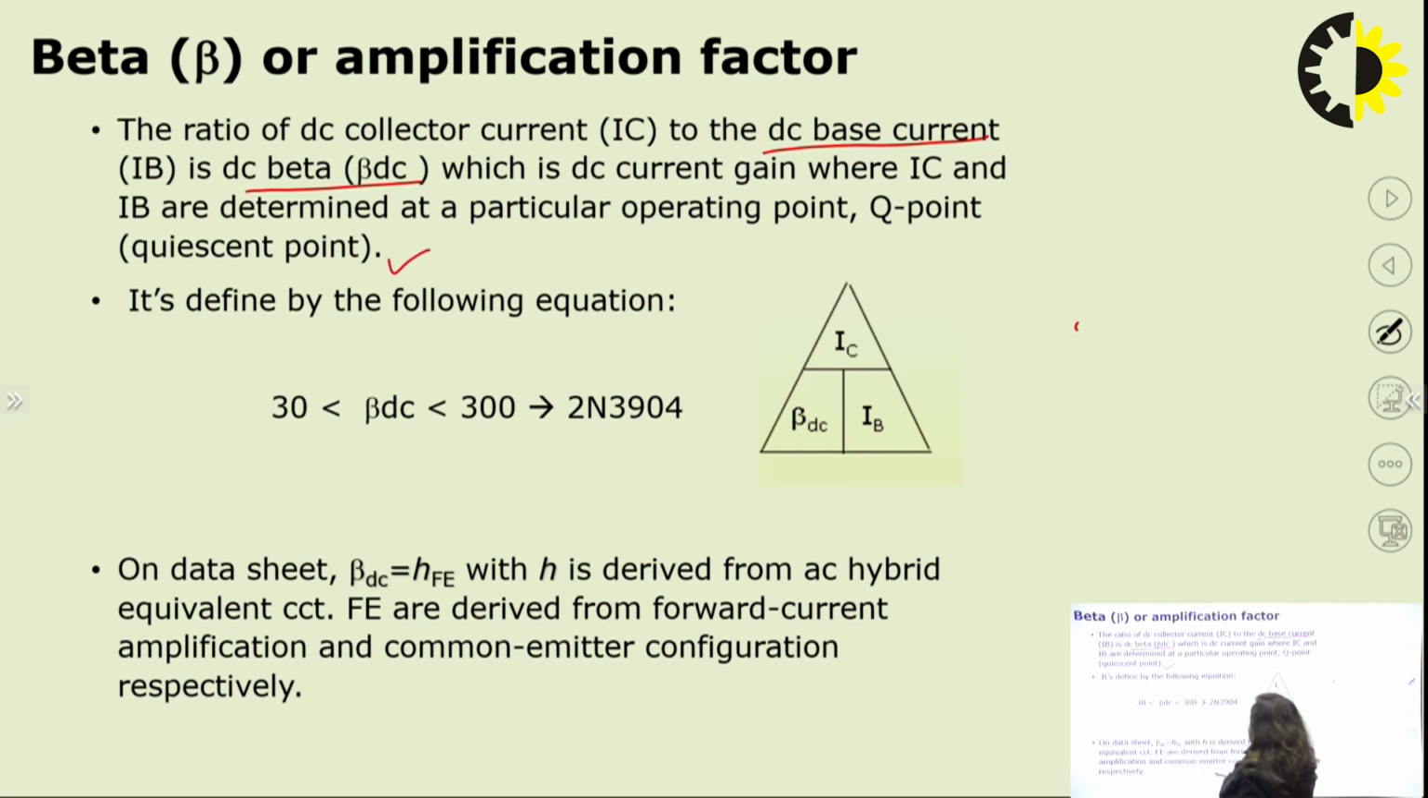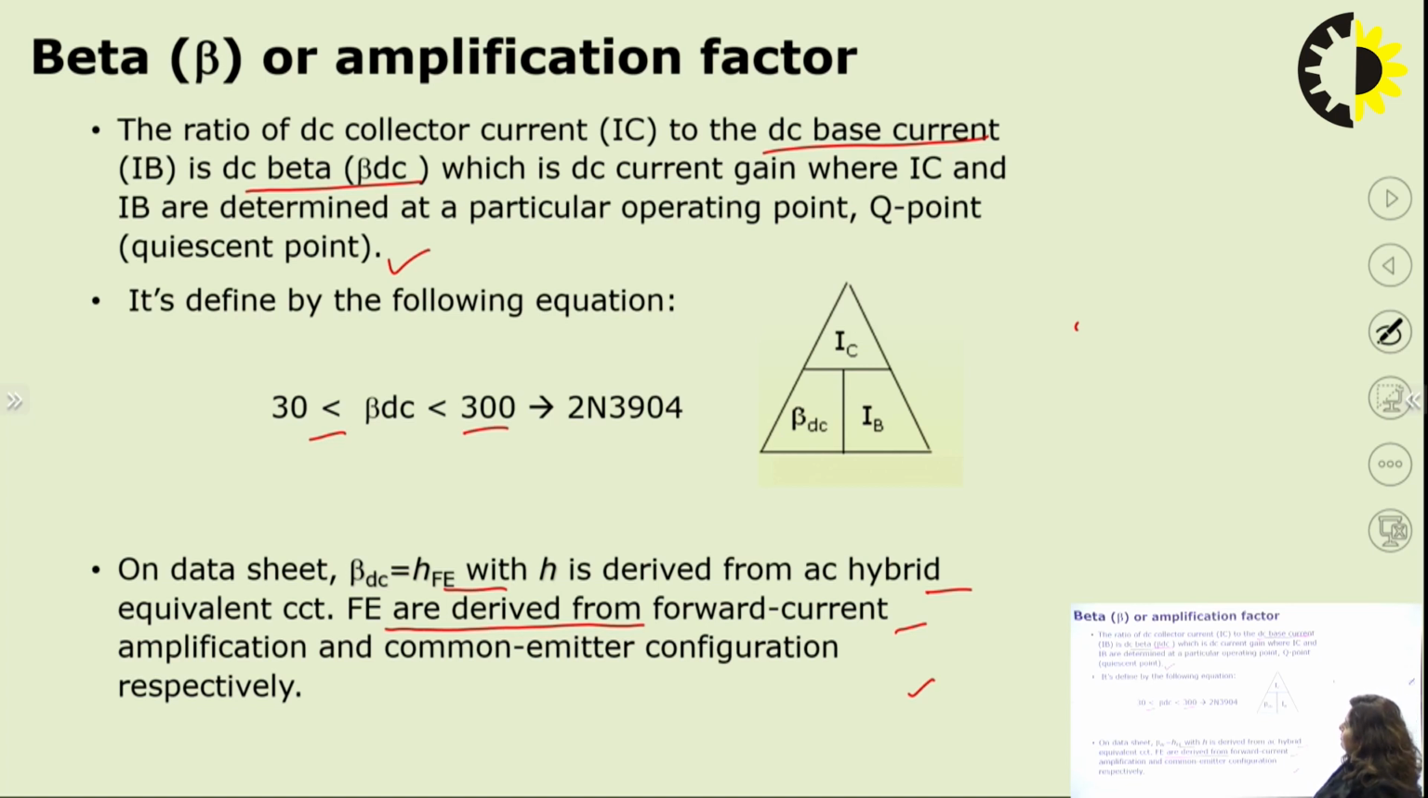It is defined by the following equation, where beta DC is greater than 30 and less than 300. Here there is a pyramid type of structure which shows beta DC, IB and IC. On the data sheet, we can find different values of beta DC with the help of the h parameters, where h is derived from the AC hybrid equivalent circuit. Here the value of hFE is derived from the forward current amplification in the common emitter configuration respectively.